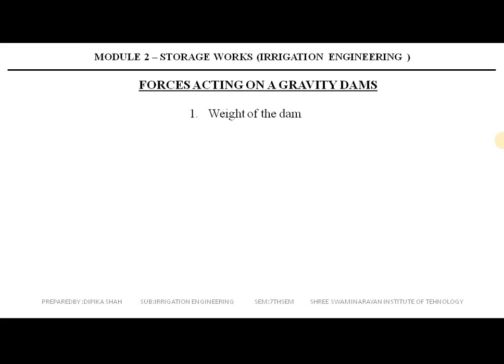Let's say the material we have used is concrete, right. So we will multiply with 25, because 25 is the grade of density of concrete, right. So basically, if we want to find the weight of the dam, then we will multiply the cross-sectional area of that part with the specific weight of the particular material which we have used in the construction of a gravity dam. So the first force acting is the weight of the dam.